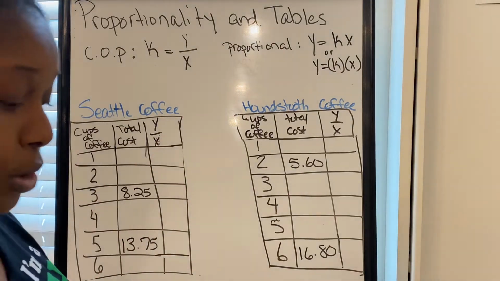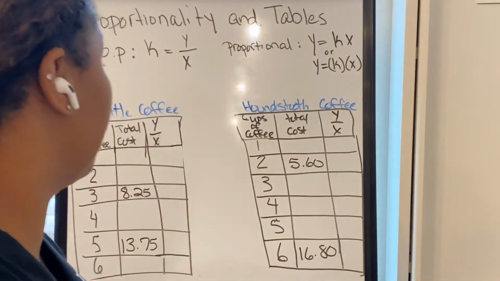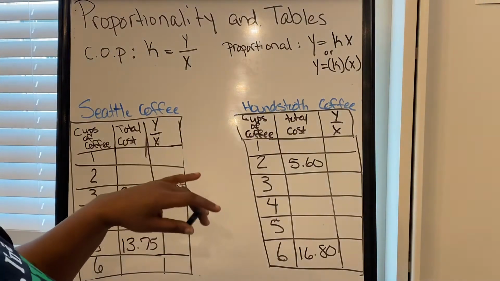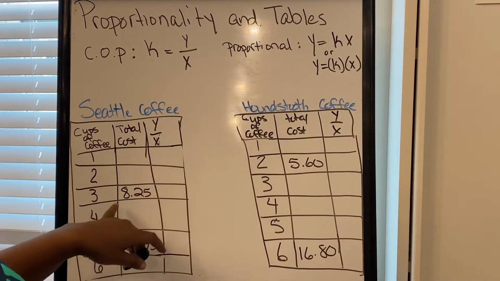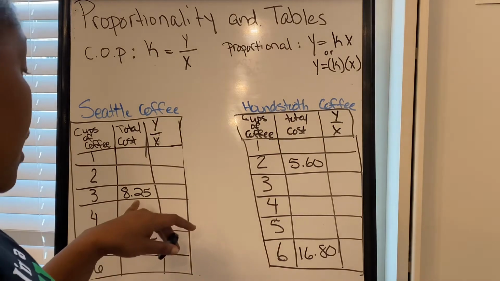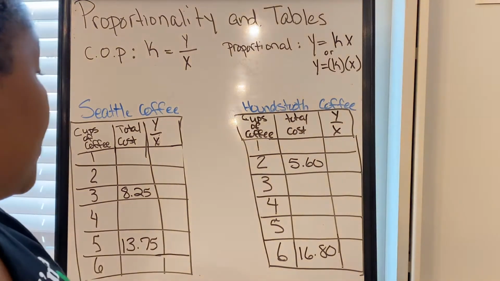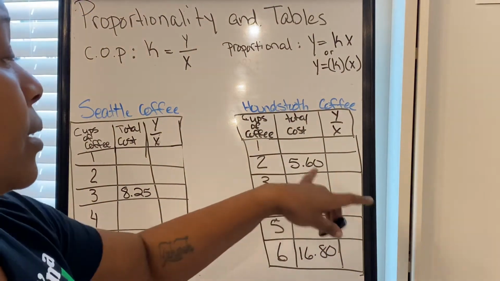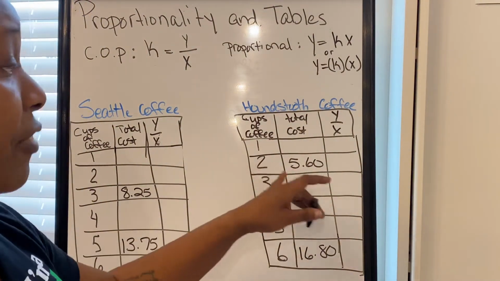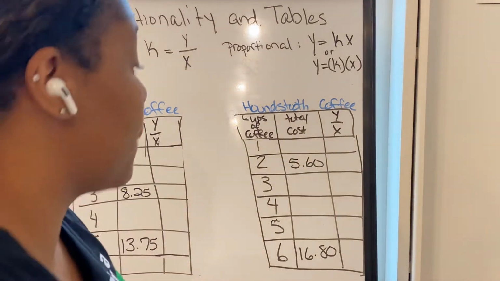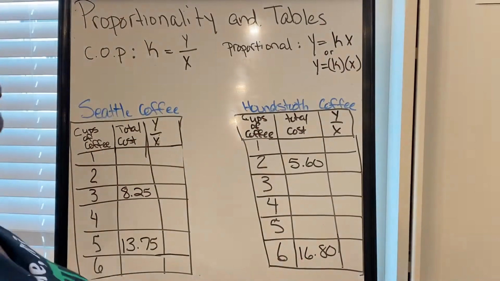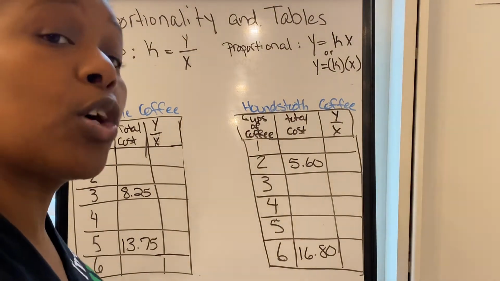So let's look at some different coffee companies. So this first coffee company, Seattle Coffee, they have 3 cups for $8.25. Over here, Houndstooth Coffee has 2 cups of coffee for $5.60. So how are we going to find out whether they're proportional or not?